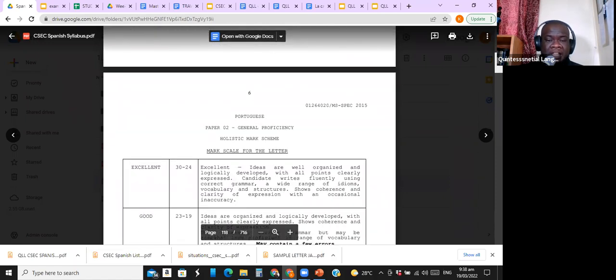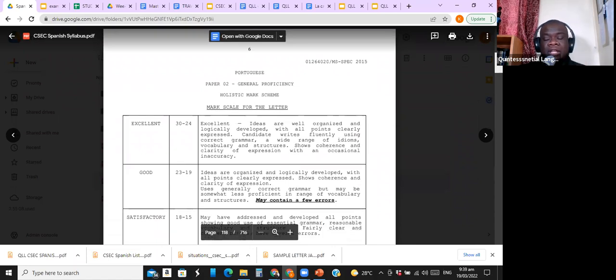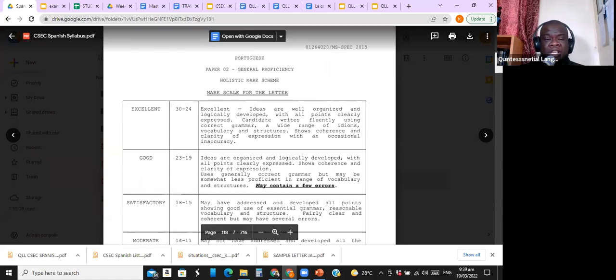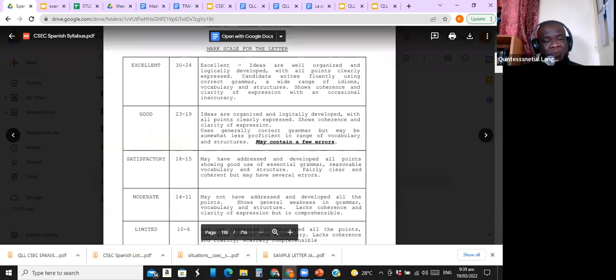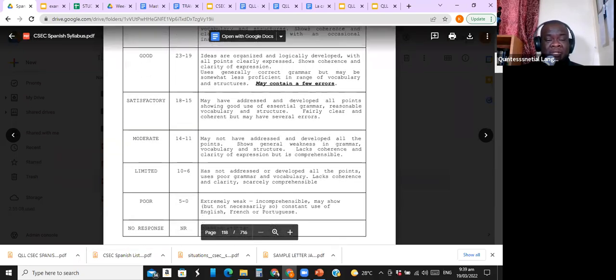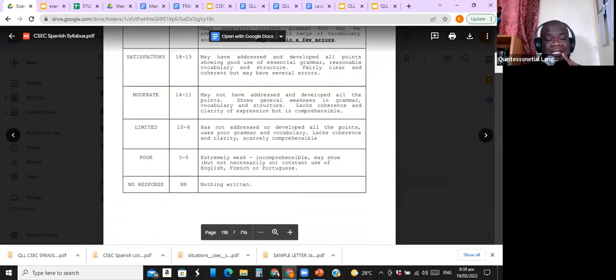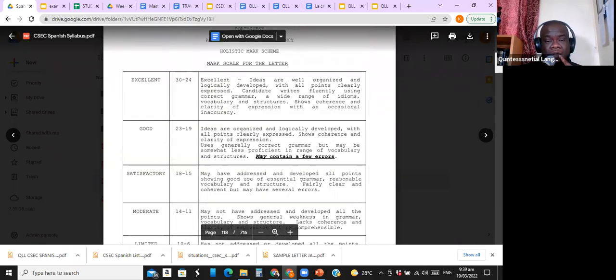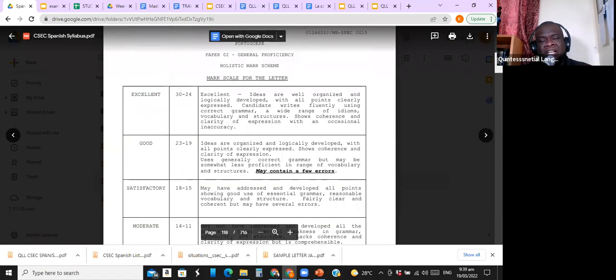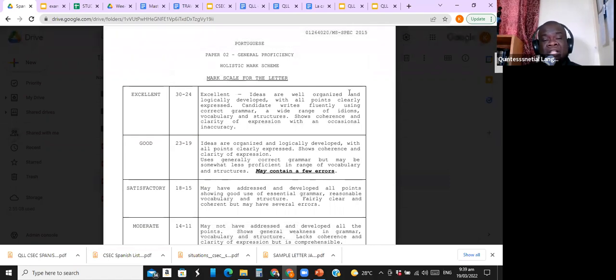Look at the mark scheme for the letter. Out of 30 marks. The mark scheme follows what we call a band. So they will place your letter in a general band first and foremost. I think it was excellent. It wasn't excellent, but it was good. It was satisfactory. It was moderate, limited, poor. There was no response, right? And based on that, you will get a mark. So the first thing they will say, I think this letter was excellent. And next, your examiner would look at, square up your letter against what CXC deems as an excellent letter.